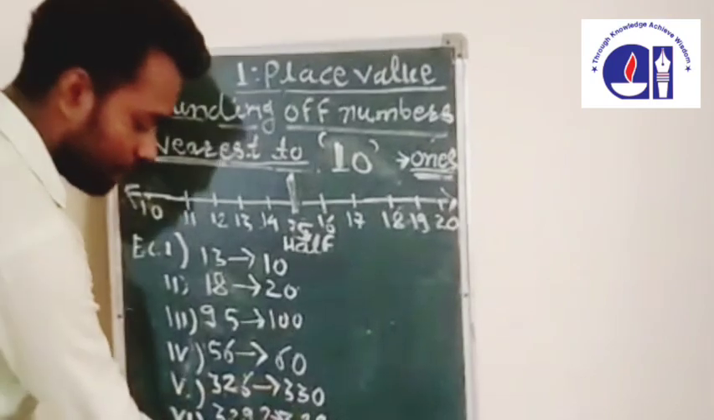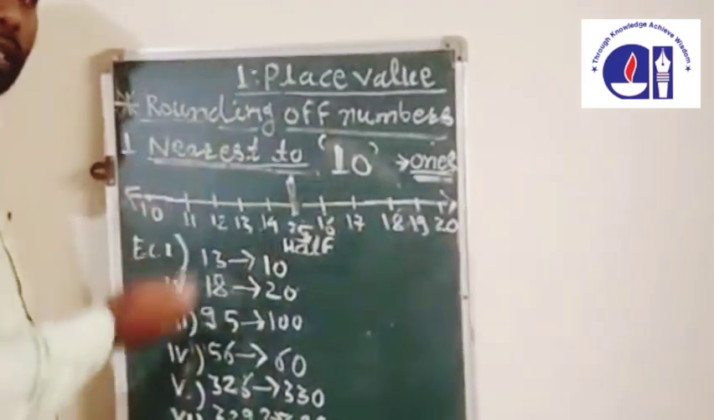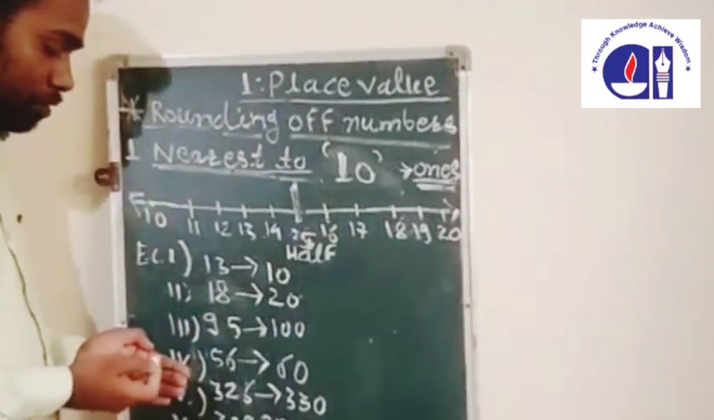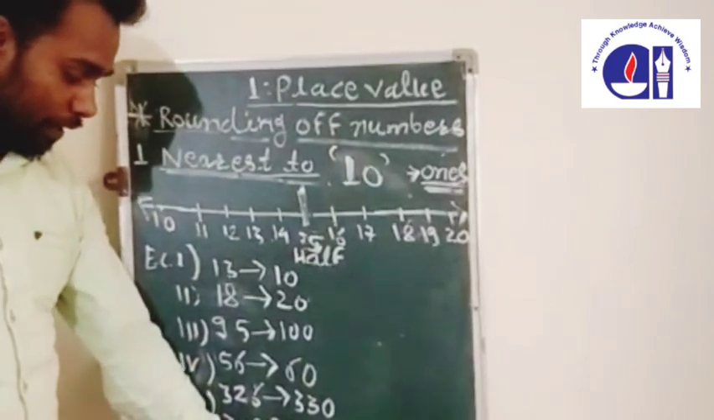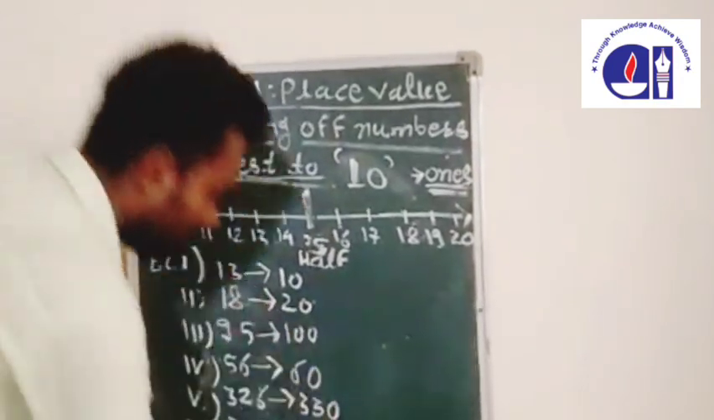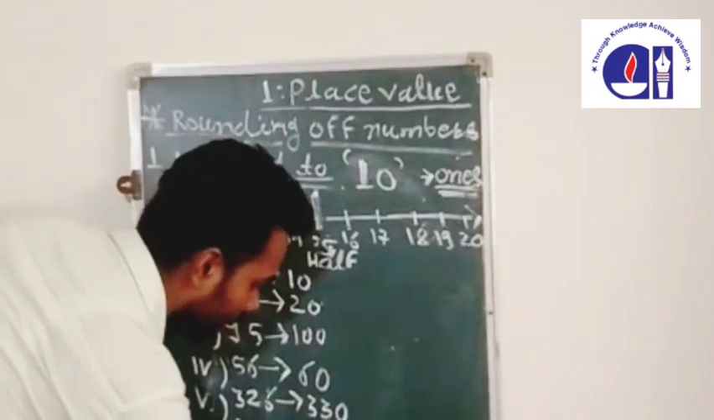And the last example, 244, is given. The ones place of the given number is 4, which is less than 5. So we have to round to the back 10, which is 40. So the number formed is 240.